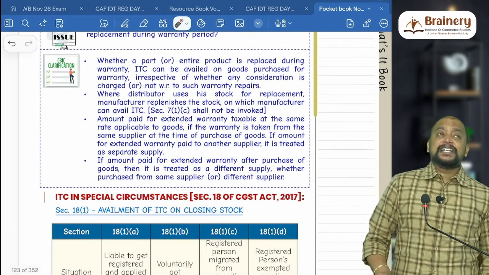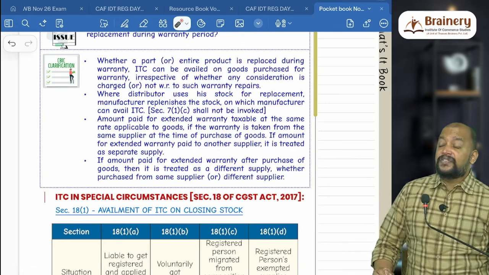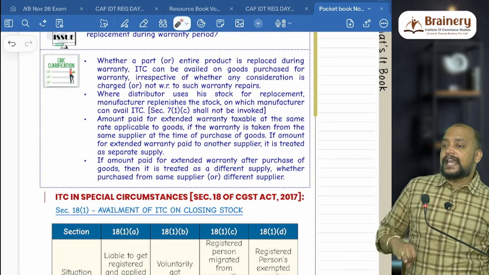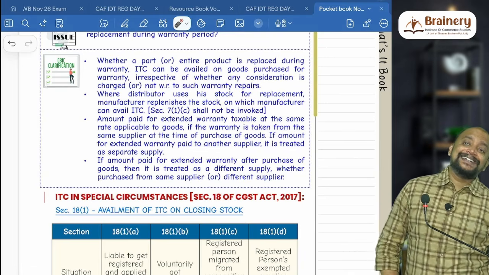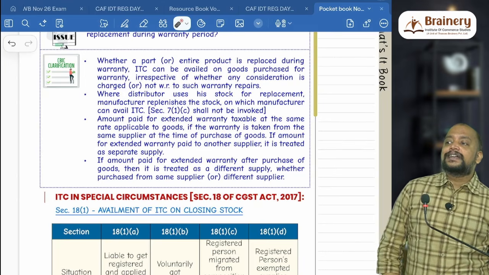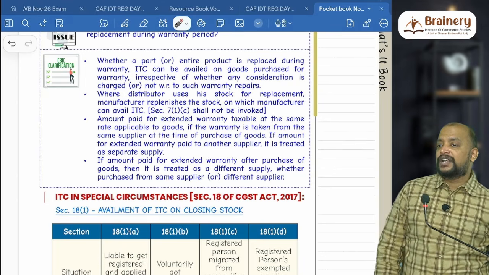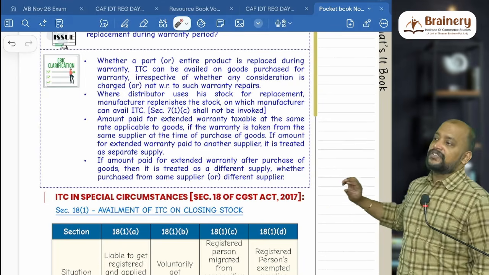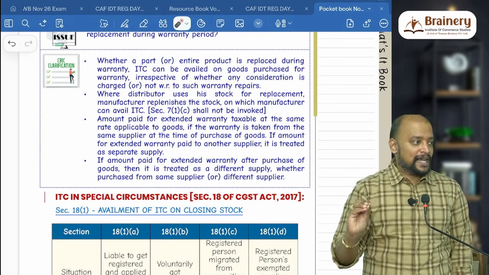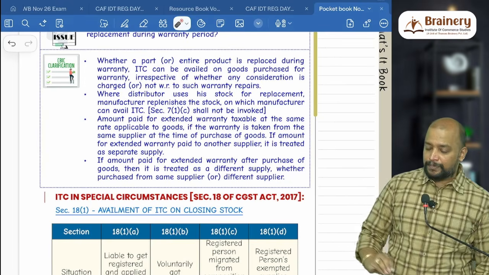Then what is the treatment of extended warranty? If it is taken at the same time from the same dealer, then it will be treated as a composite supply and the rate of the product is applicable for the additional warranty. In all other cases it will be treated as an independent supply and taxable at the rate of 18%.